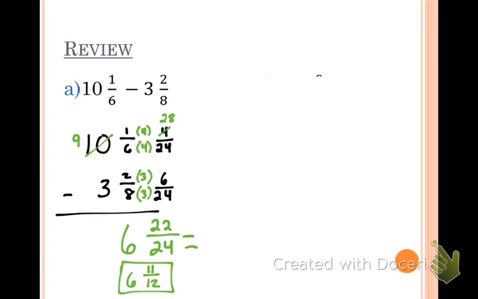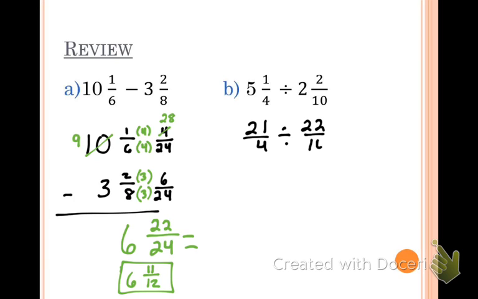I want you to do this last problem for me, please, on your own. All right, I had 3 people who definitely got that correct, but there were some little mistakes that some people were making. First thing you have to do is turn these into improper fractions. So we've got 21 fourths divided by 22 tenths. What method do you have to use with dividing fractions? Not cross division. KFC. What does KFC mean? Keep the first one, flip the second one, and change the sign. Now you're ready to go.